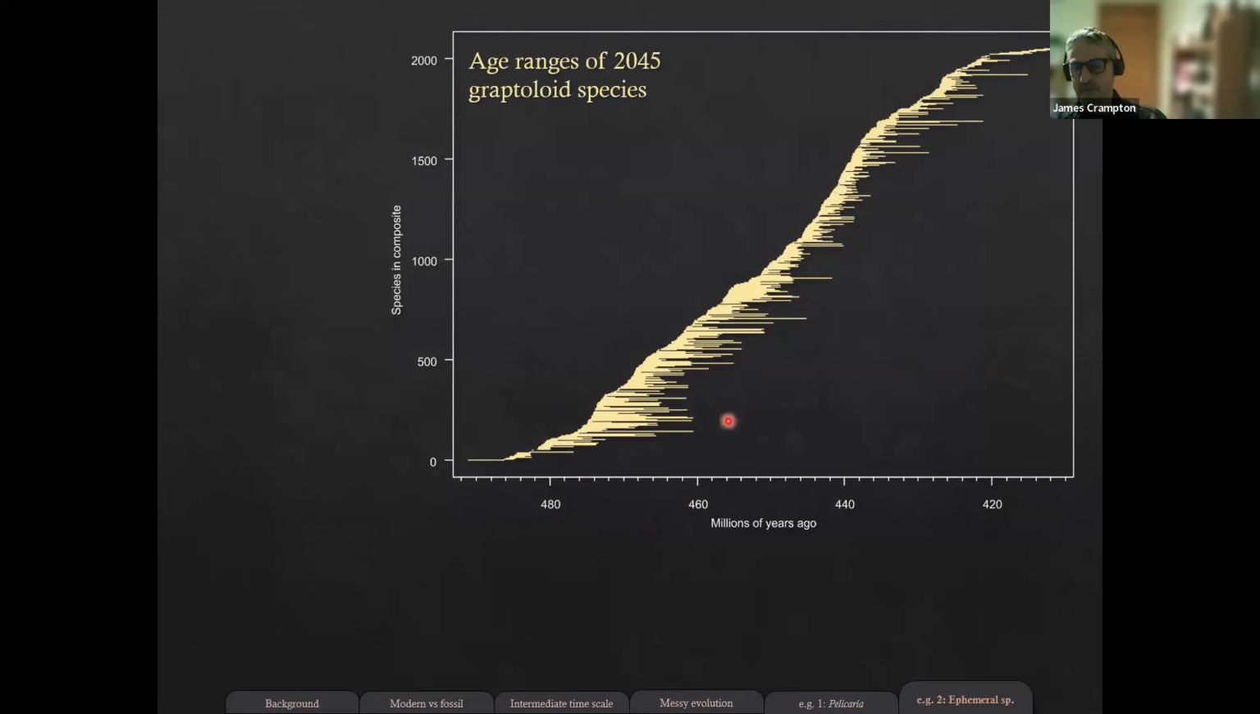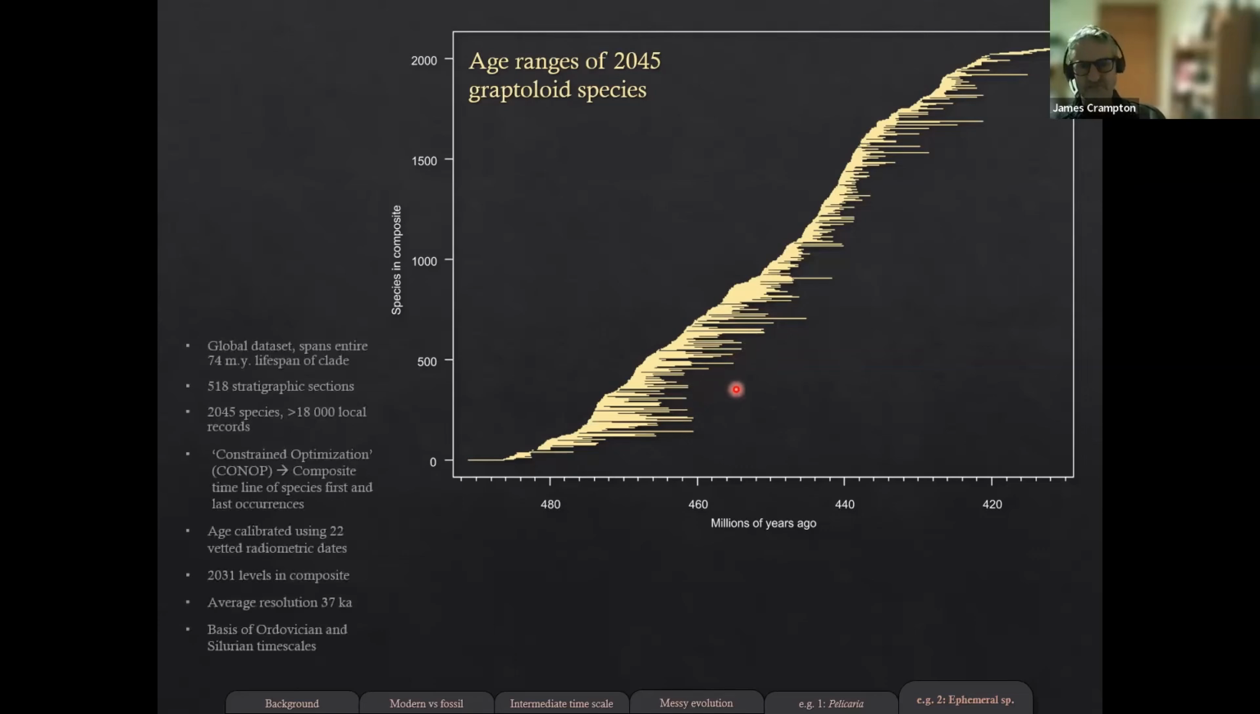From their analyses, and I say a huge compilation, we've got a very detailed record of the precise age ranges of 2,045 graptoloid species, going from about 490 million years ago to about 410 million years ago. Each one of these bars represents the duration of one species, and there are 2,045 bars in that. That just shows some details of the database. I'm not going to bother going into that.